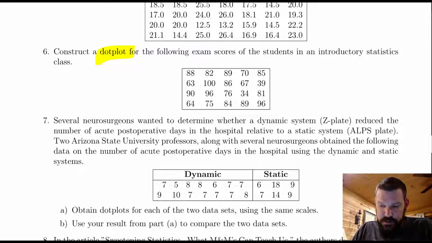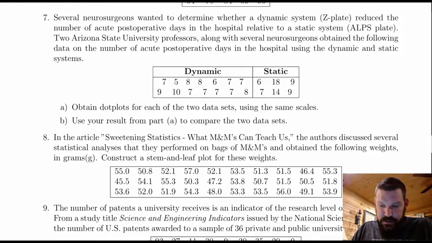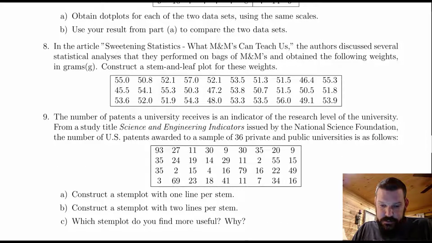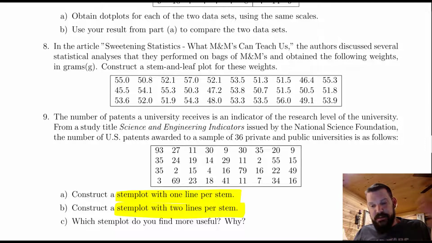Dot plot, compare, stem and leaf plot, stem and leaf plot with 1 line per stem, stem and leaf plot with 2 lines per stem. So 2 lines per stem is what we did at the very end of the last example, where we broke it up 190 to 194, 195 to 199. There are going to be questions on this, I know.